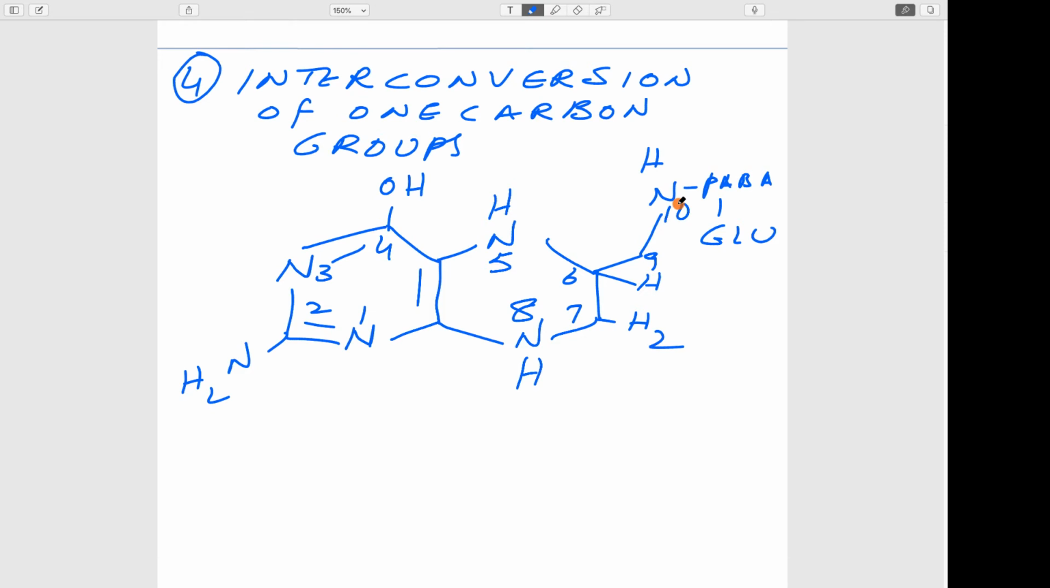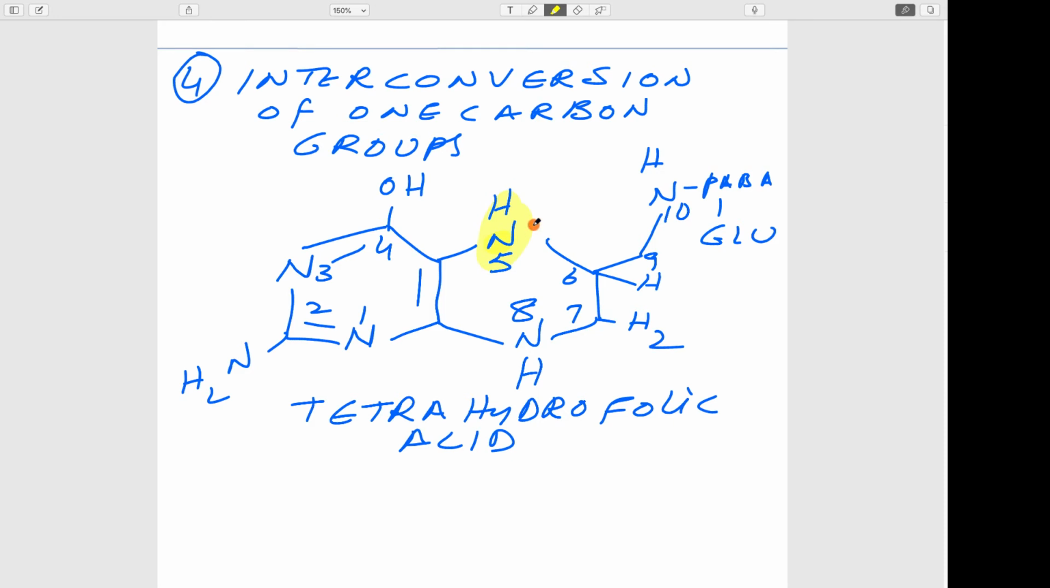So this is tetrahydrofolic acid. What we are interested in is the nitrogens N5 and N10, where the different one carbon groups are attached.